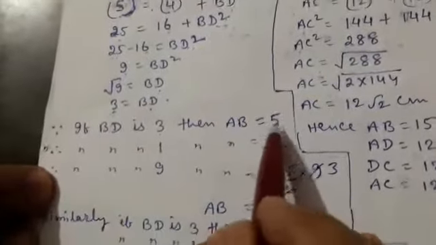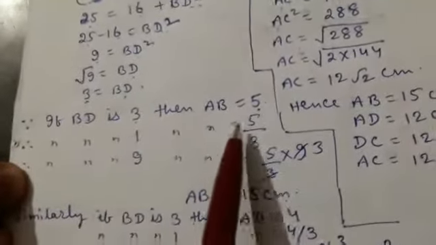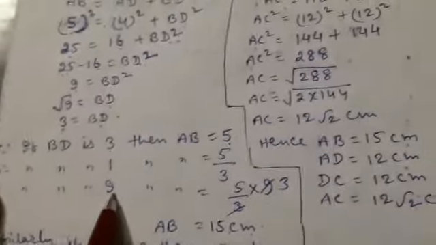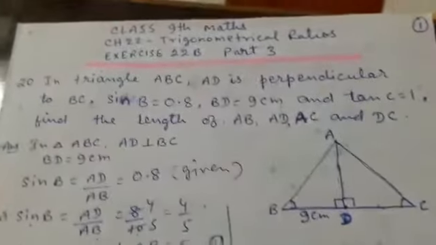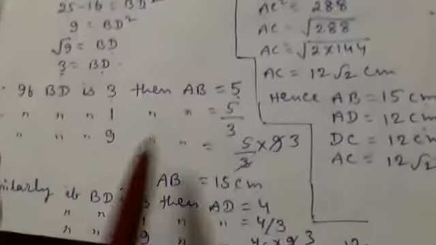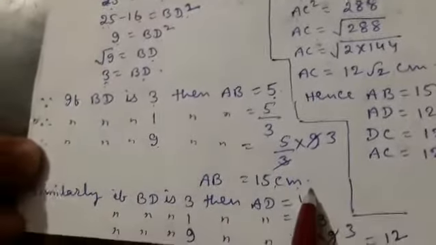Now we will write down like this. If BD is 3, then AB is 5. If BD is 1, then AB will be 5 by 3. And if BD is 9, it is given in the question that BD is equal to 9 centimeter. It is already given in the question. BD is equal to 9 centimeter. So if BD is 9 centimeter, then AB will be 5 by 3 into 9, that is 3 3s are 9, 5 3s are 15. So AB is equal to 15 centimeter.